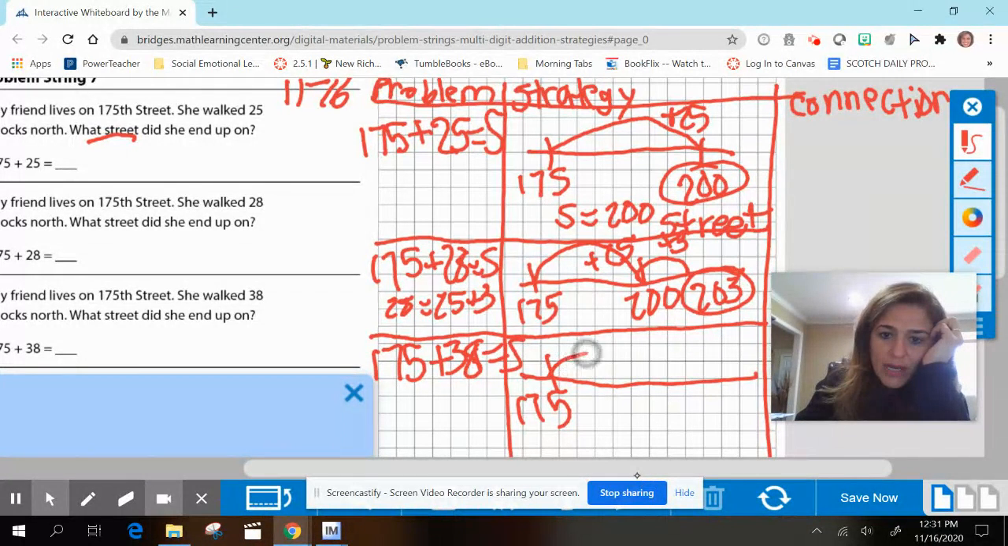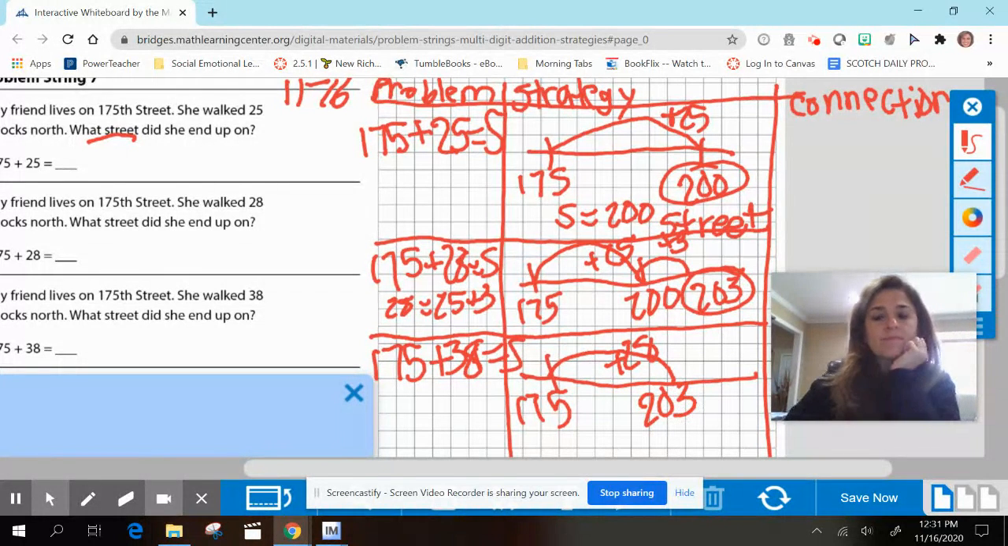So 175 plus 28 was 203. And since you told me that 38 is 10 more, what's 10 more than 203? 200, right? There's no 10s right now. We add 10, so it's 213th. So 213th Street. So far, so good.